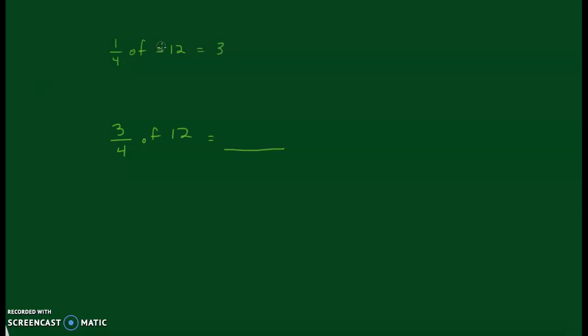And I shouldn't have put this equal sign in there. So 1/4 of 12 is 3. Once you find that unit fraction, then you can multiply that by the numerator. So 3 times 3 is 9. So 3/4 of 12 is 9.